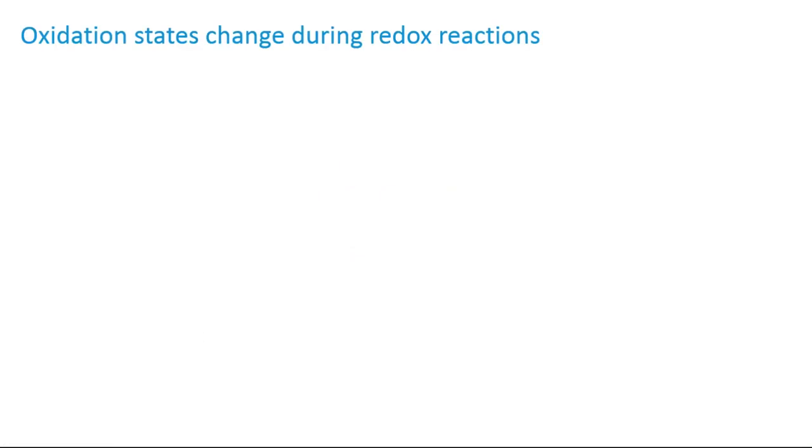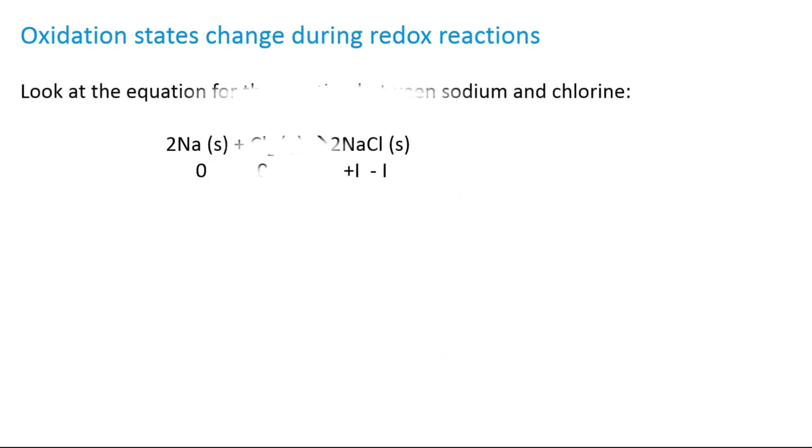Oxidation states change during redox reaction. Look at this example. Sodium reacts with chlorine to form sodium chloride. Here each sodium atom loses an electron during the reaction to form an Na+, that is sodium ion. So sodium is oxidized and its oxidation state rises from 0 to +1.